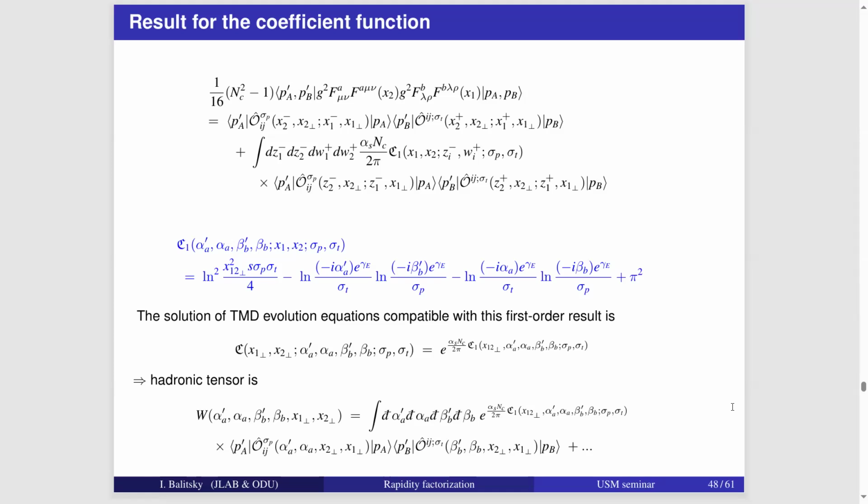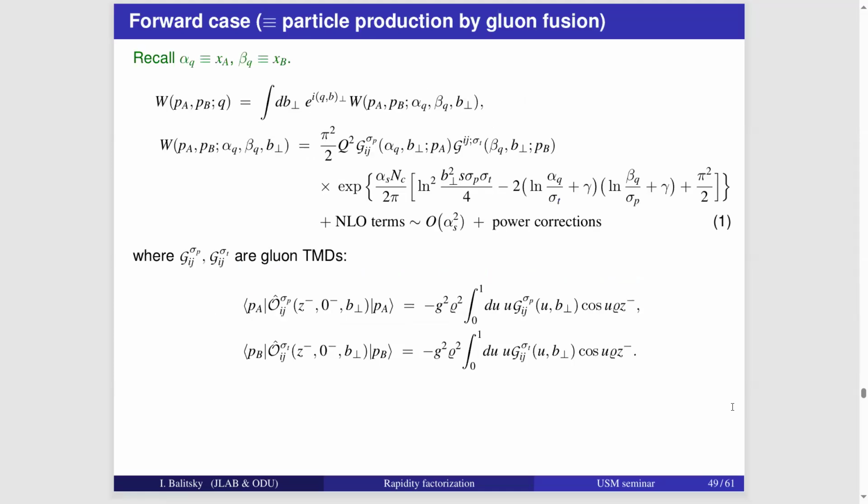And a solution of the TMD evolution equations compatible with this first-order result. This is a first-order calculation, but it needs to be compatible with the TMD evolution equations. And it is easy to check that a very simple guess, that in general the coefficient function is the exponential of the first order, goes through the evolution equations.